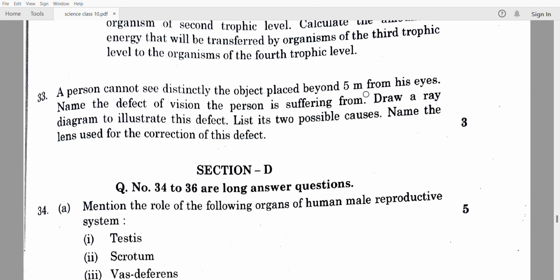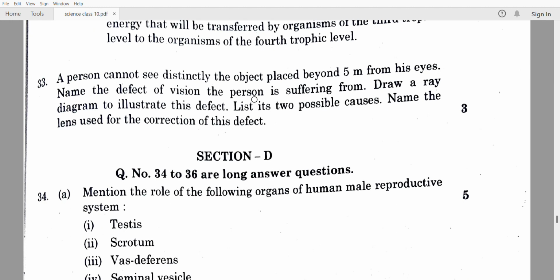If you move on to the 33rd question, a person cannot see distinctly the object placed beyond 5 meters from his eyes. Name the defect of vision the person is suffering from. So this is clearly myopia or nearsightedness. Draw a ray diagram to illustrate this defect. List its two possible causes. So the ray diagram we can easily draw. The image is formed in front of the retina. So you can correct it by using a concave lens.